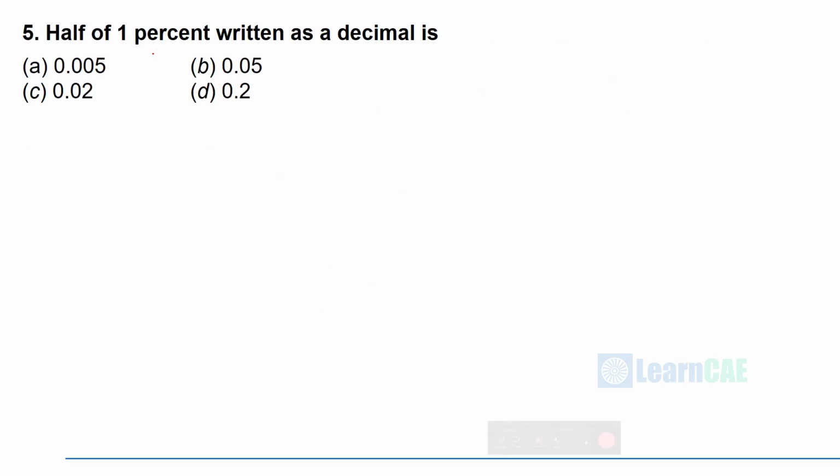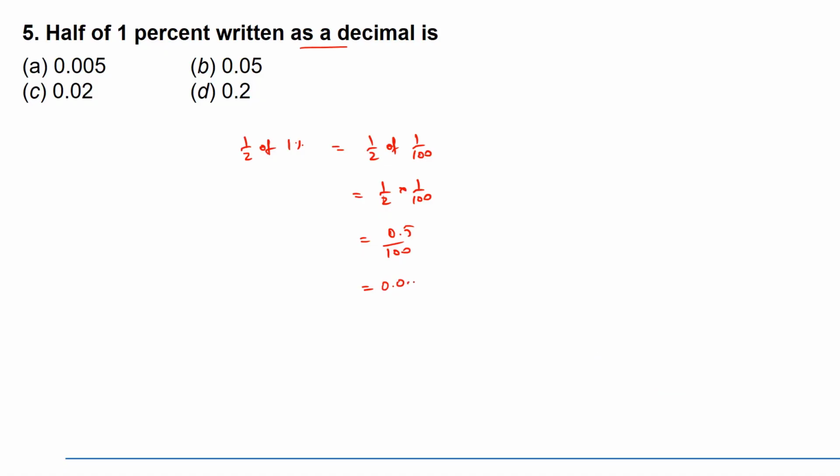Next question. Half of 1% written as a decimal is, okay. Half of 1%. This is equal to half of 1 by 100. This is again 1 by 2 into 1 by 100. Half is 0.5 by 100. This is equal to 0.005. So the answer is A, 0.005.